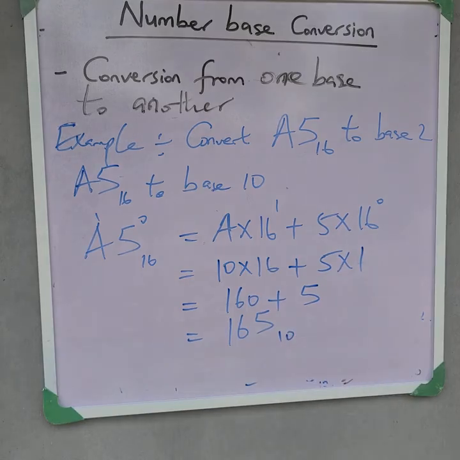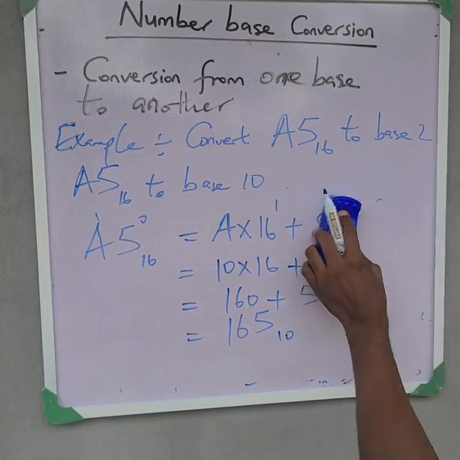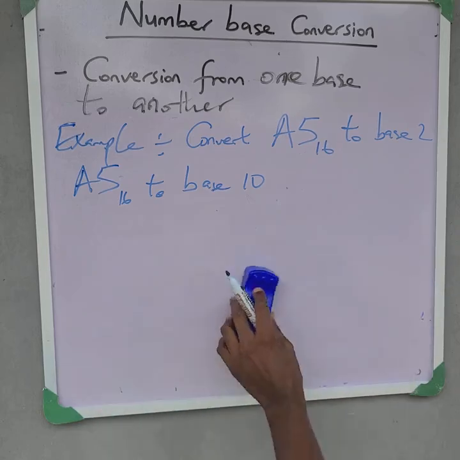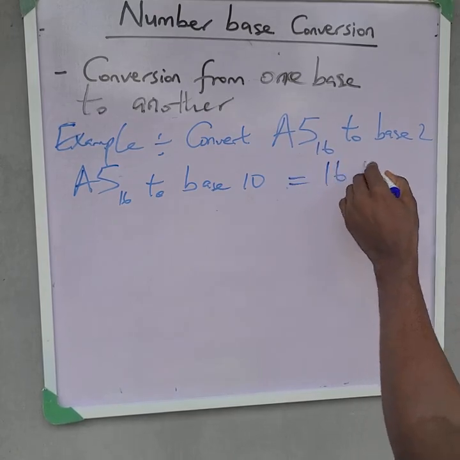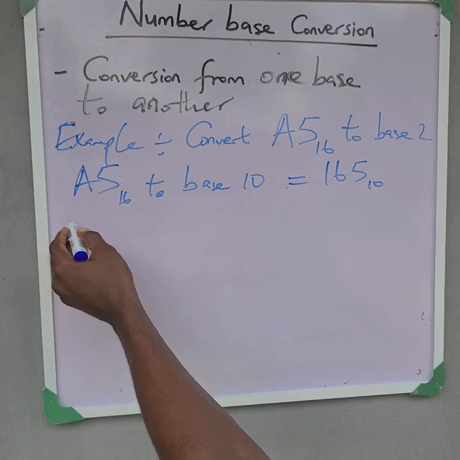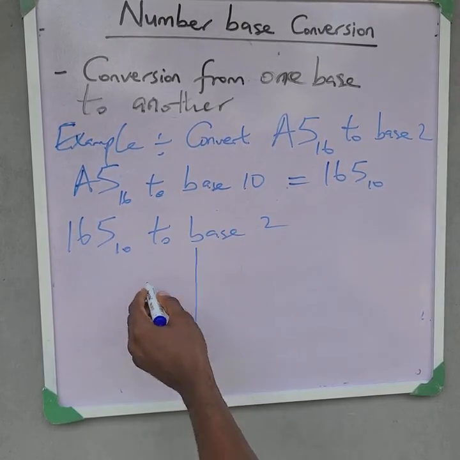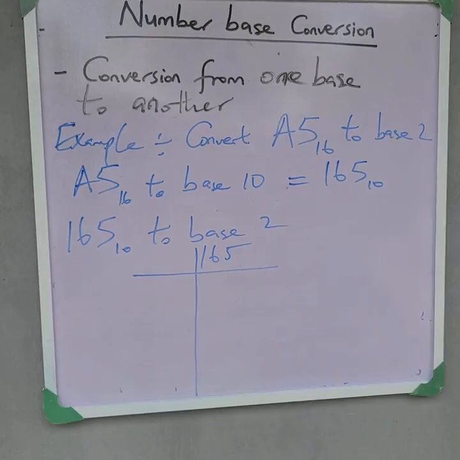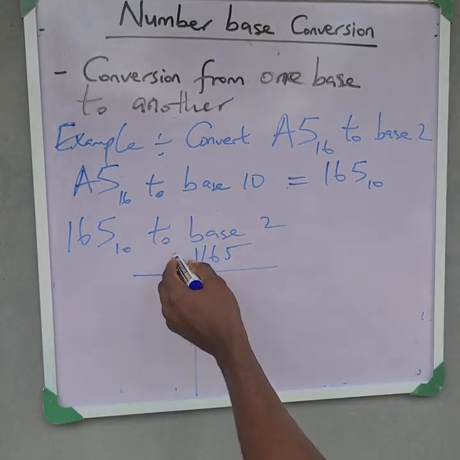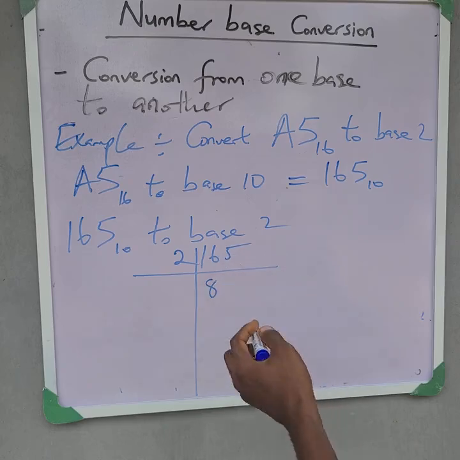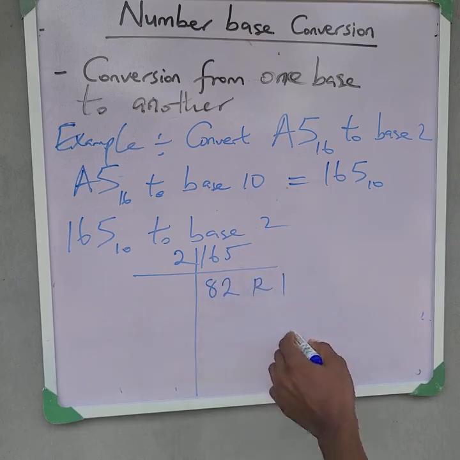So we convert this from base 10 to the required base, which is base 2. So we got it as 165 in base 10. So we convert 165 in base 10 to base 2. So we draw your line, 165, and we divide with 2. 2 into 16, you have 8. 2 into 5, you have 2, remainder 1.